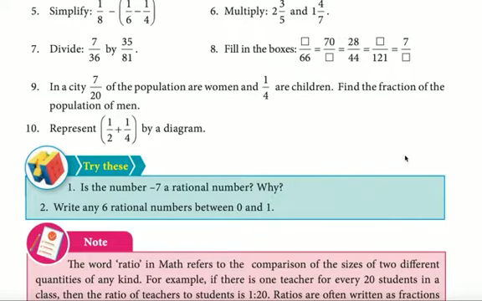In a city, 7 by 20 of the population are women, 1/4 are children. Find the fraction of the population of men. Total minus this and this, right? So this is 5 by 20, right? So total 12 by 20. Remaining population 8 by 20 are the men. 8 by 20 can also be written as 2 by 5. 2 by 5 is the men population.